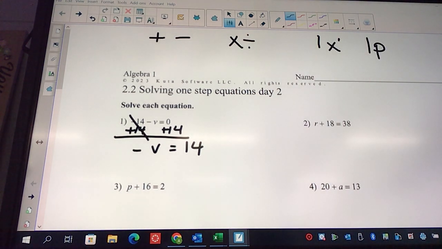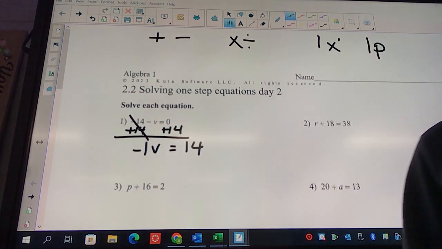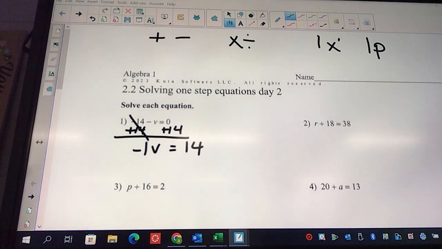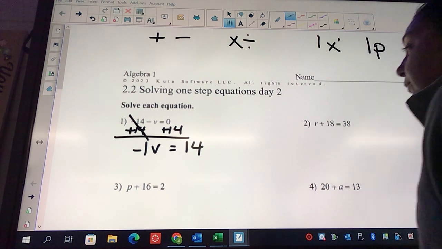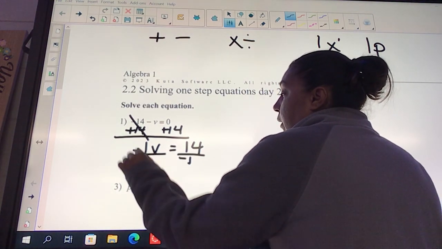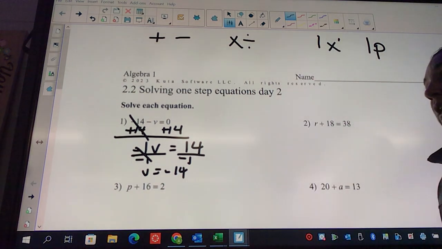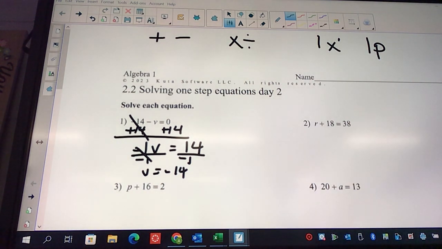So this is what is called a 2-step problem. It's just a leeway into tomorrow. There's really a negative 1 in front of there. So what happens when it's right next to each other? What's that mean? It means multiplication. So we need to divide by negative 1, which leaves us the same answer with the positive. It's going to leave us with the same answer, but it's a negative 14.